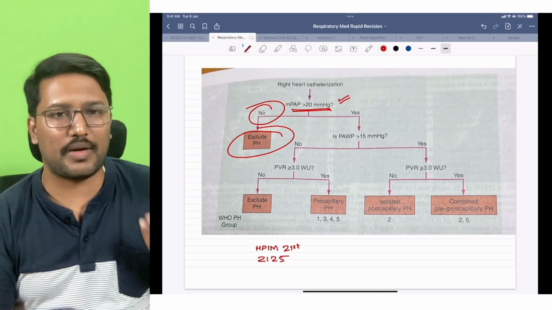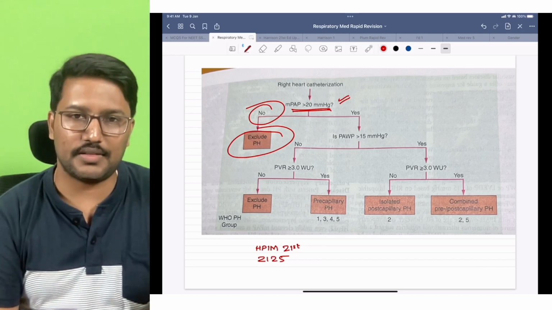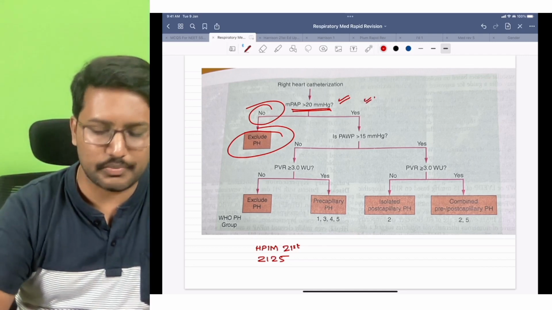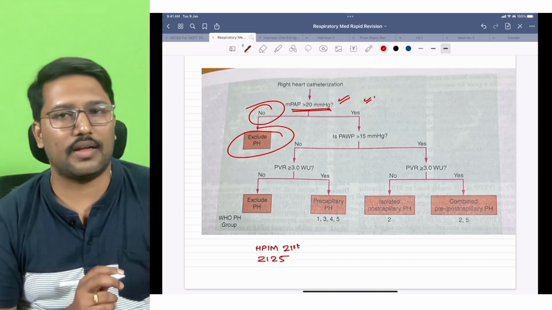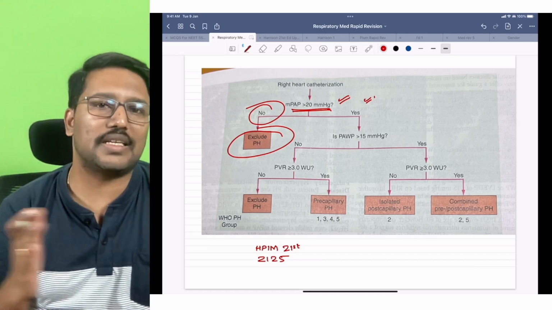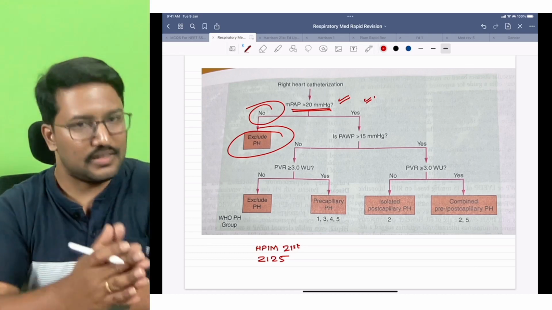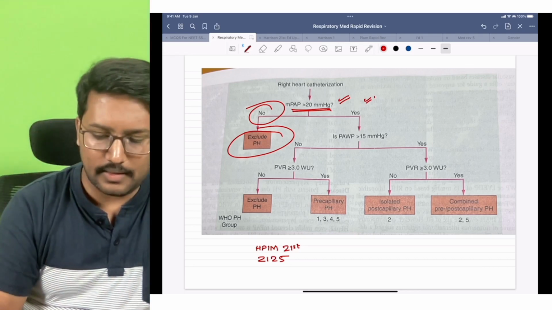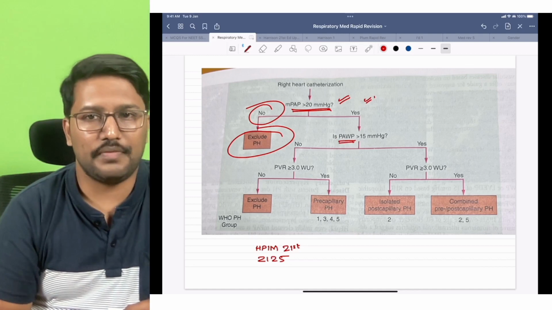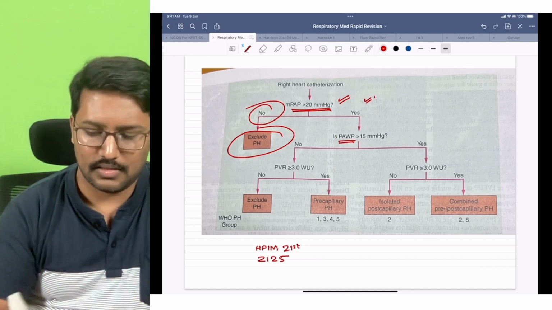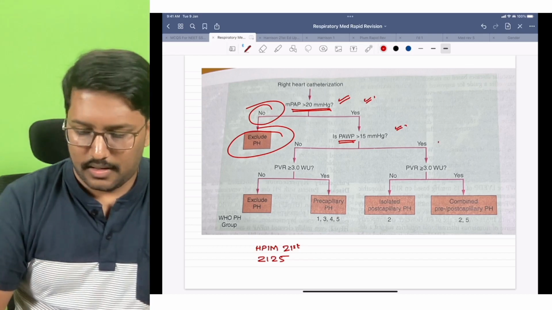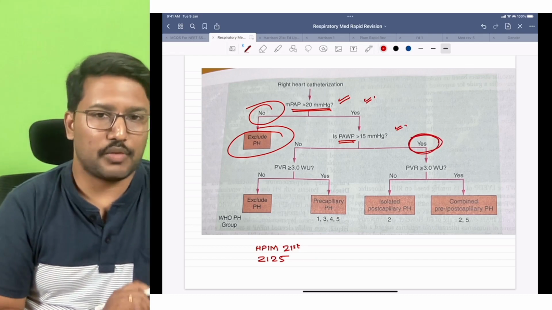If at all the patient is symptomatic and you are thinking pulmonary hypertension, look for other possible causes for the similar symptoms. Once you confirm that there is pulmonary hypertension, the next thing we look at is the pulmonary artery wedge pressure. If pulmonary artery wedge pressure is increased, that means there is a post-capillary defect. So the next thing you look at is the pulmonary vascular resistance.